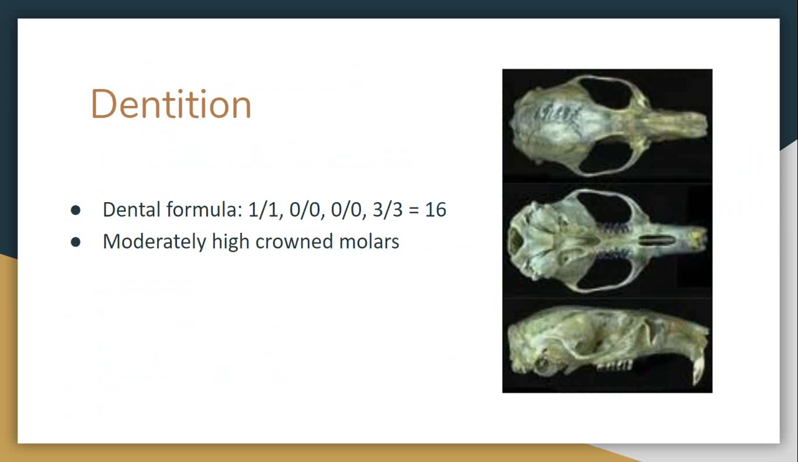The dentition of the eastern wood rat: they have a dental formula of 1/1, 0/0, 0/0, 3/3. And they have a total of 16 teeth, and they have moderately high-crowned molars.